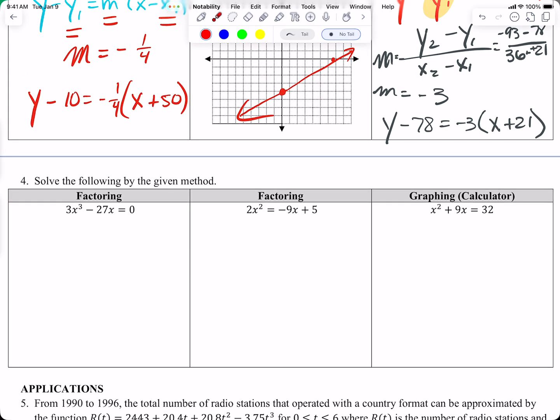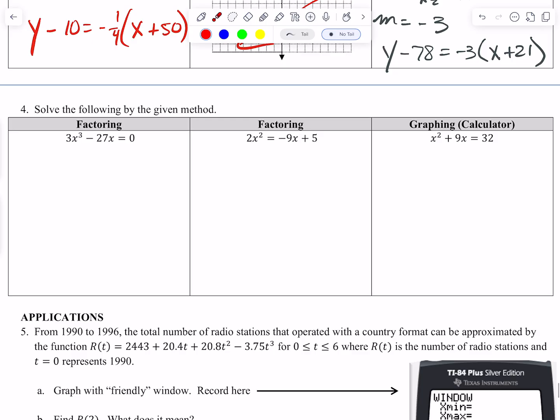Okay, number 4. This is going to be where you're going to have to solve by factoring. So the first 2 have to be done by hand, which means you have to show work. The third one, by graphing, you don't have to show any work. You just graph it on Desmos. Okay, so the first one. Always look for your GCF, right?